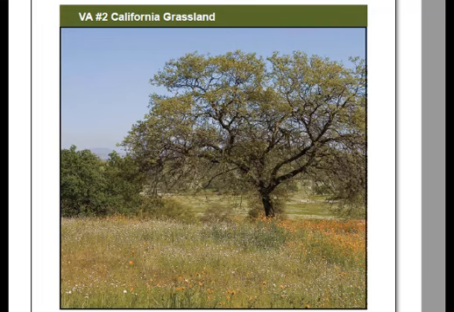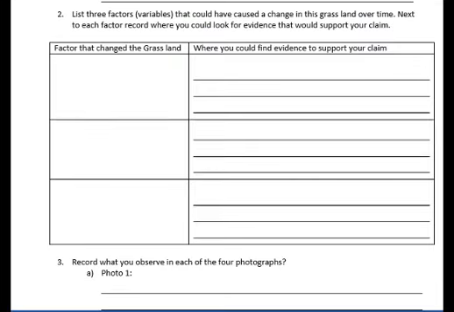I'm going to let you come up with the third factor on your own. Again, if you think about the use of this land over time, the third factor should become fairly obvious as far as what could have possibly influenced or changed this area over time. Please stop the video while you're recording your third factor that could have changed the grassland over time, and where you could find evidence to support your claim that this was the factor that has changed this ecosystem over time.